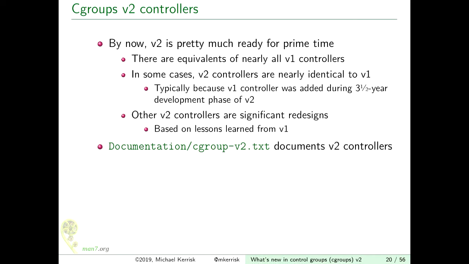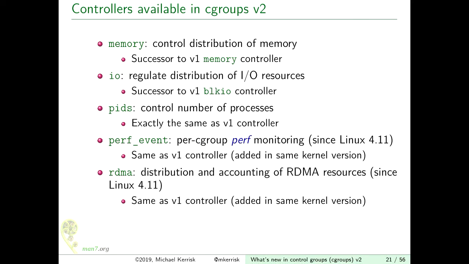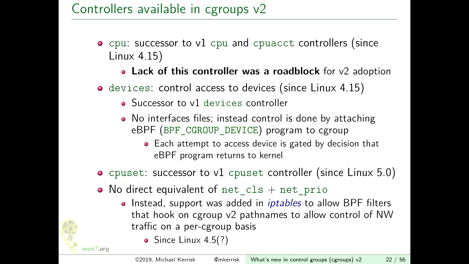As I said, there is a kernel documentation file that does talk about these various controllers. I'm not going to try and run through the various controllers. You can check these slides later, but there are equivalents for most version 1 controllers. I'll just mention CPU was an interesting case because that was only supported in kernel 4.15 about a year ago, and the lack of that controller was quite a roadblock for Cgroups version 2 adoption.